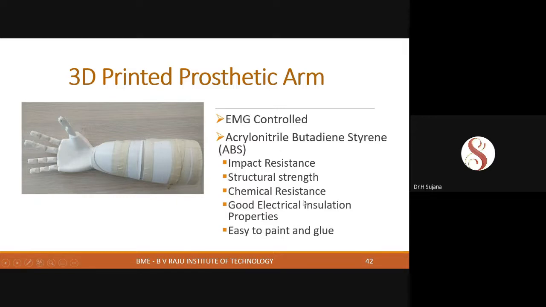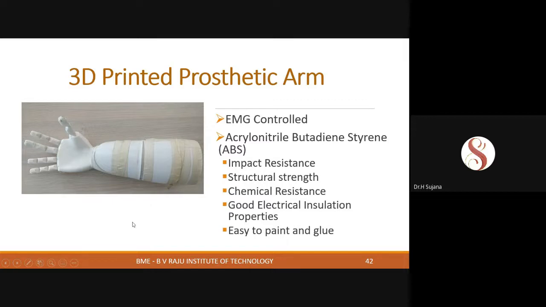Okay, so this consists of servo motors and microcontrollers, and this whole prosthetic arm took about 24 hours to print, and it costs around rupees 3,000. And the boy who has done this project is right now doing the MS in biomedical engineering in Germany.